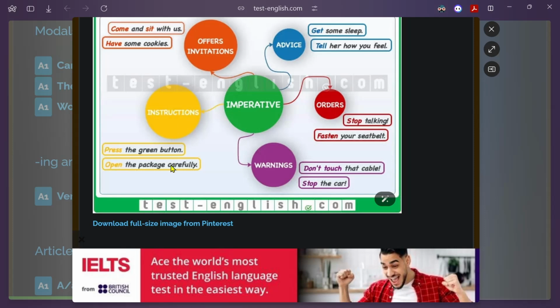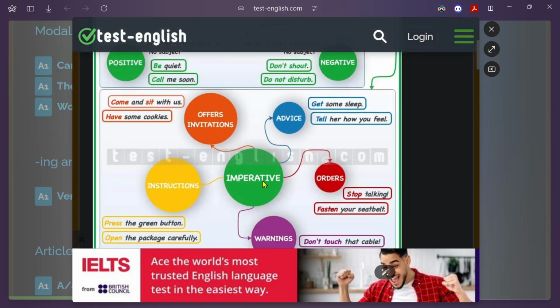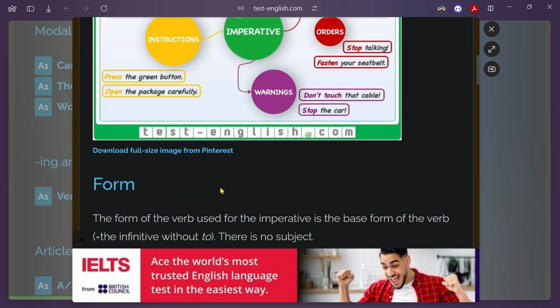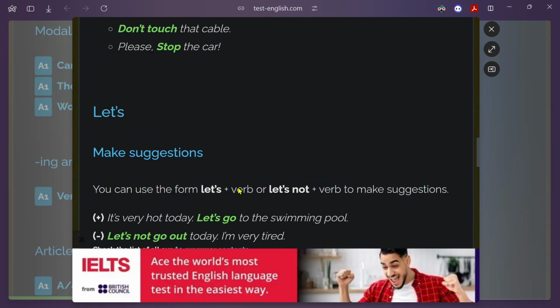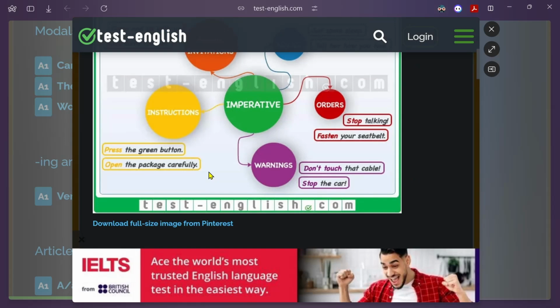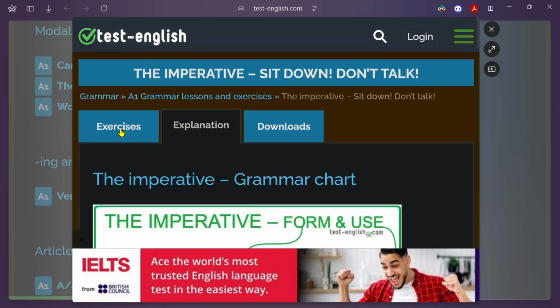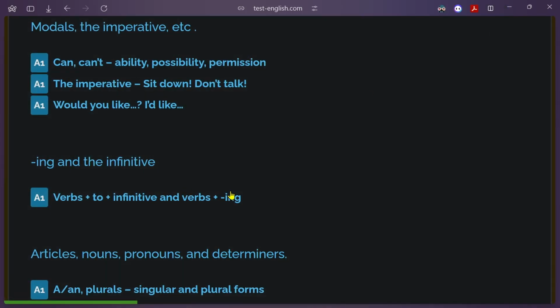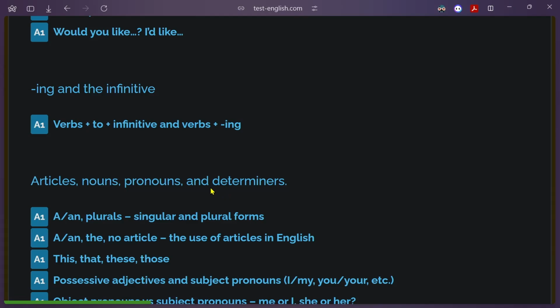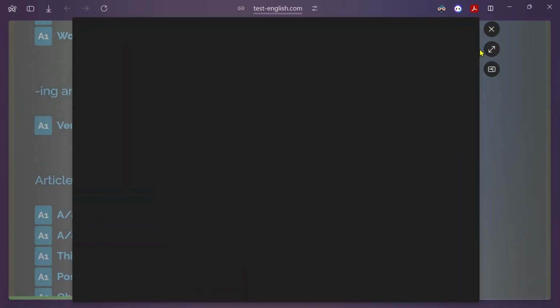Instructions: press the green button and then open the door. Okay? Open the package carefully. Don't destroy what's inside. Okay? These are, you see, not only orders. I was talking about orders, that's what came to my mind, but you see there's other ways. Okay, right? I think you have mastered this. Have you mastered it?